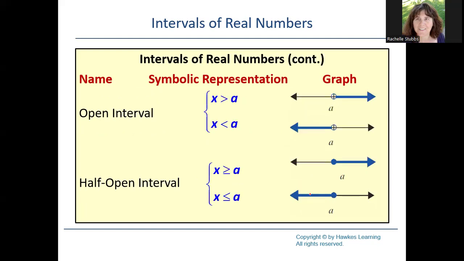So here's also how you could write it symbolically. Here's the algebraic notation: x is greater than a, then you would have an open circle at a, and it goes on and on, since it's greater than. Here we have an open interval where x is less than a, so open at a, and it goes on and on. And then we have the half open interval once again, where it starts at a and also includes a, so it's closed, and it goes on to infinity. And here it starts at a, it also includes a, but it goes to the left down to negative infinity.